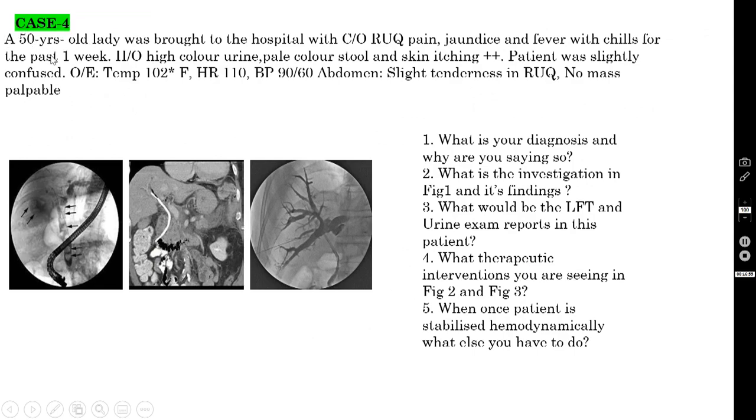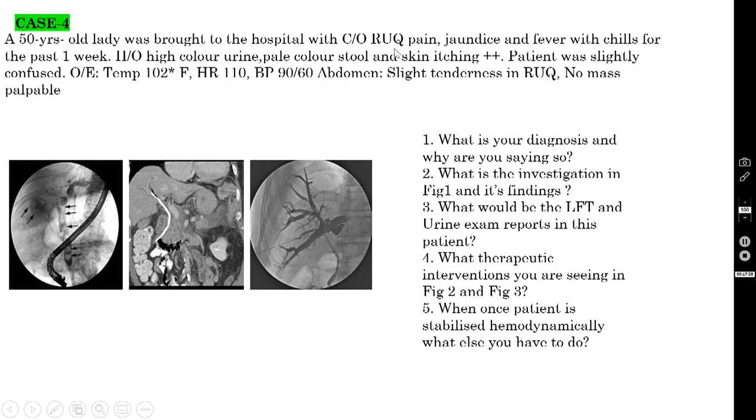Case number 4: a 50-year-old lady was brought to the hospital with complaints of right upper quadrant pain, jaundice, and fever with chills for the past 1 week. There is a history of high color urine, pale color stool, and skin itching. The patient was slightly confused. On examination, temperature was 102, heart rate 110, BP only 90/60. Abdomen: slight tenderness in the right upper quadrant, but no mass palpable. This no mass palpable is very important.